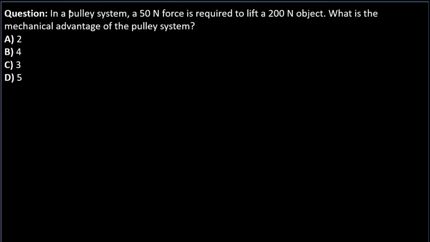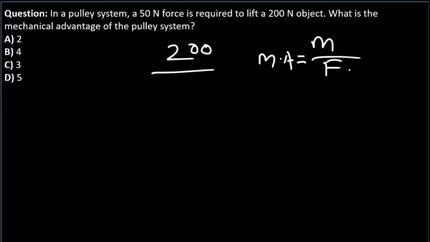Now come to another problem. In a pulley system, a 50 Newton force is required to lift a 200 Newton object. What is the mechanical advantage? Here the object is 200 Newton over the force. So the load over the force will be the mechanical advantage. MA equals load over force, 200 over 50 equals 4. So the mechanical advantage will be 4, option B.